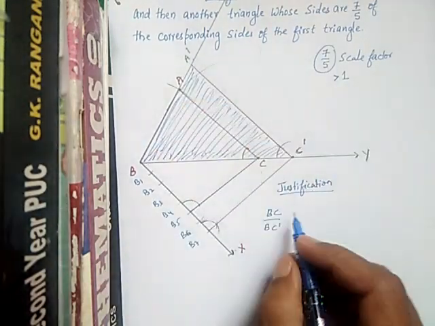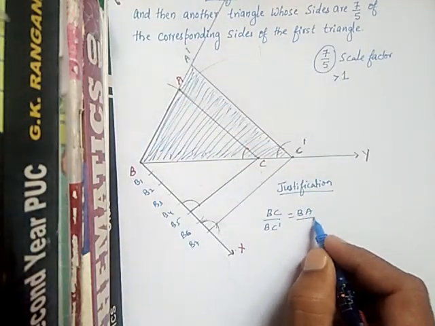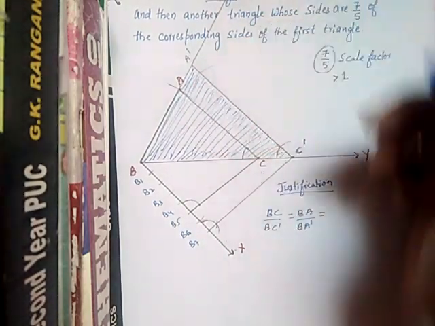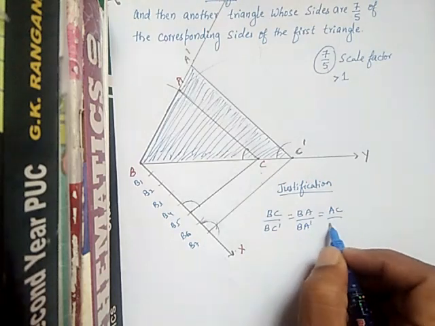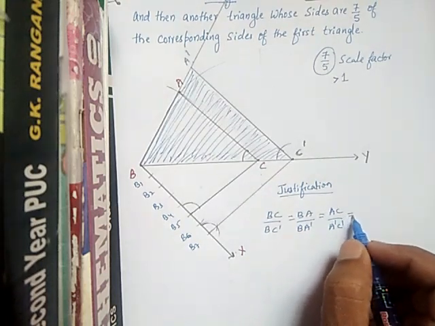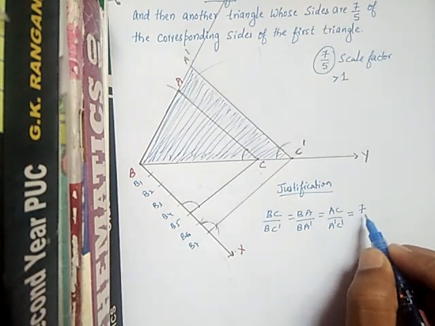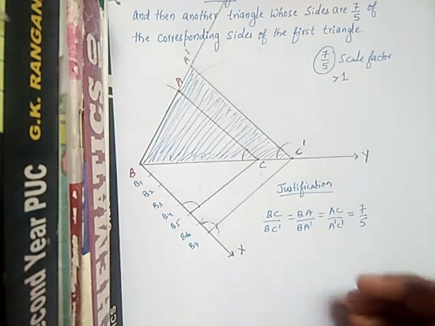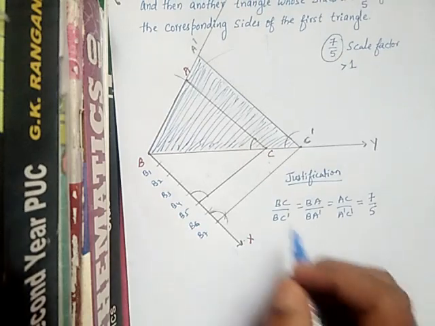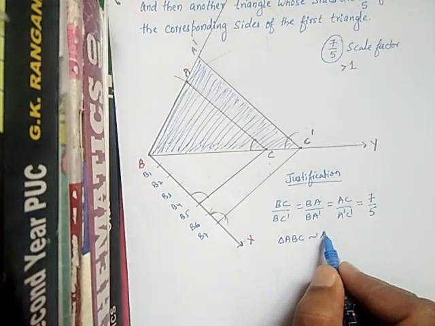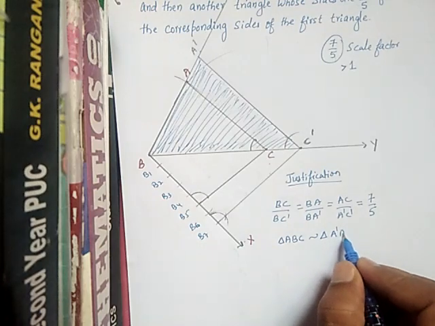In the same way here also, BA divided by BA dash you can write is equal to, here also AC divided by A dash C dash you can write, which is equal to. You have to show that it should be equal to 7 by 5. So now here I can say triangle ABC is similar to triangle A dash BC dash.